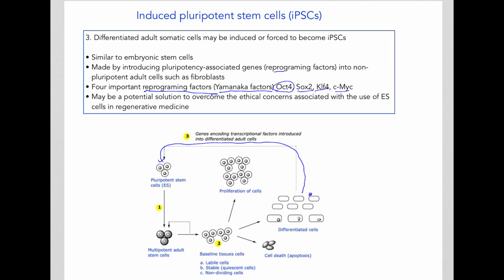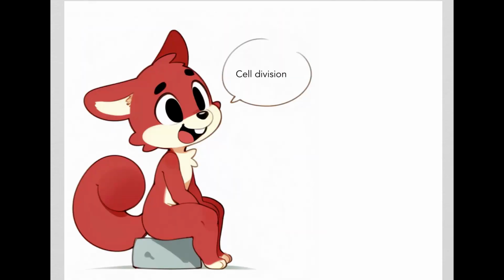And this technology is a very interesting and important solution that will help us overcome the ethical concerns with the use of embryonic stem cells in regenerative medicine. So this is called induced pluripotent stem cells, iPSCs. In the next video, we shall look at cell division.